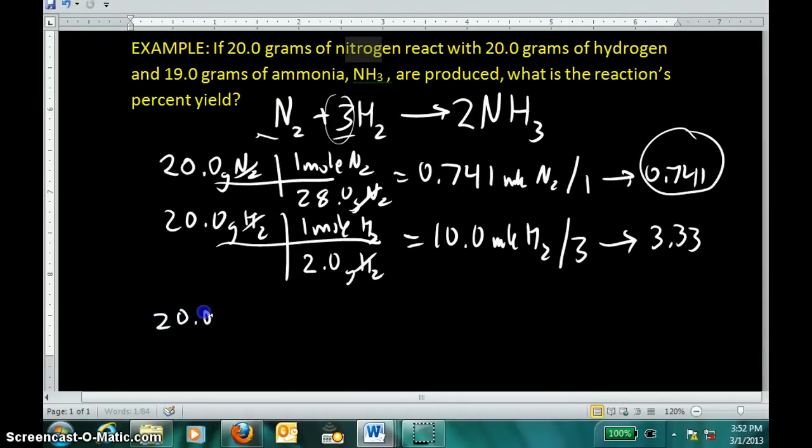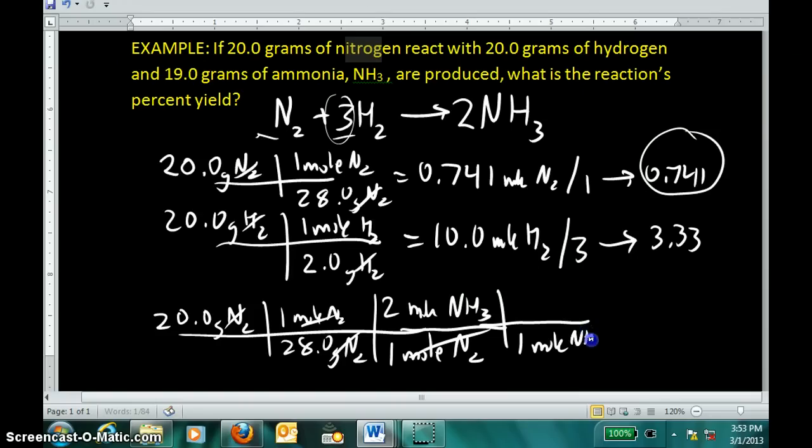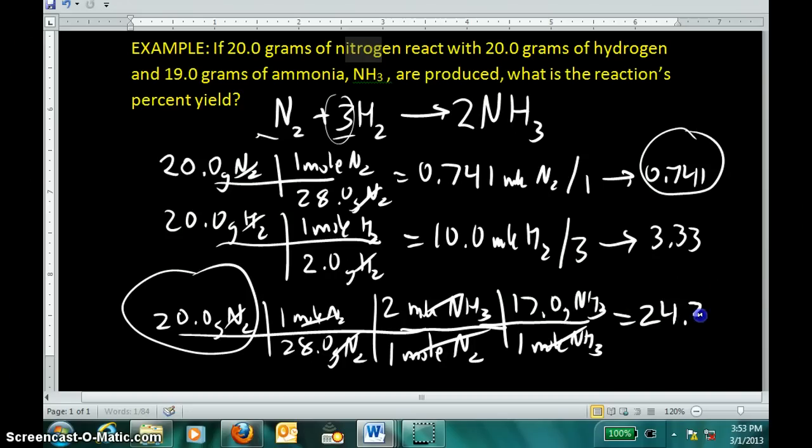If I have 20 grams of limiting reagent, nitrogen, and 1 mole of nitrogen is 28 grams, because I must use moles when I'm doing stoichiometry, then given the 1:2 ratio, for every 1 mole of nitrogen, I theoretically could make 2 moles of ammonia. This is the theoretical yield. It's calculated using all 20 grams of the limiting reagent. And if ammonia is 1 mole for every 17 grams, it means that theoretically, if I consumed all of my limiting reagent, I could get 24.3 grams of ammonia.